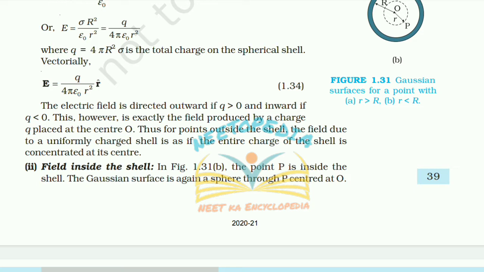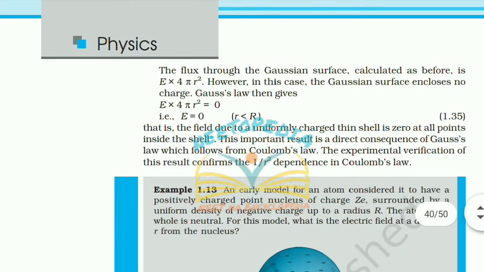Number 2. Field inside the shell. In figure 1.31b, the point P is inside the shell. The Gaussian surface is again a sphere through P centered at O. The flux through the Gaussian surface, calculated as before, is E into 4 pi r squared. However, in this case, the Gaussian surface encloses no charge. Gauss law then gives E into 4 pi r squared is equal to 0. That is, E is equal to 0.